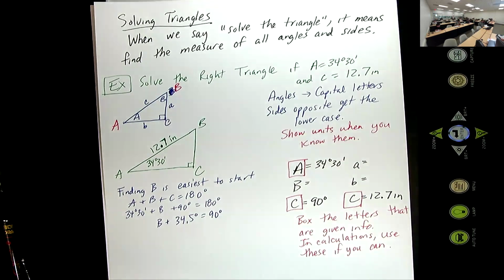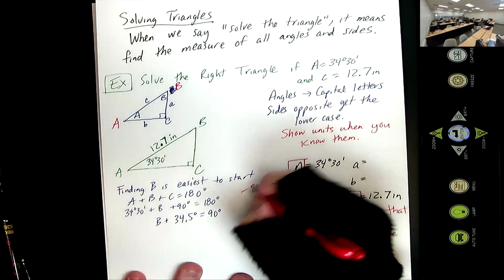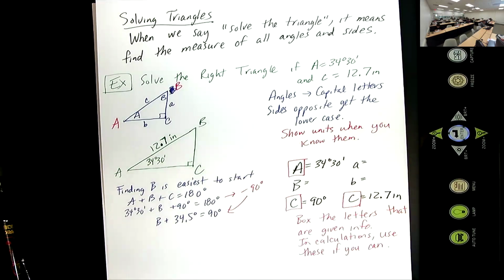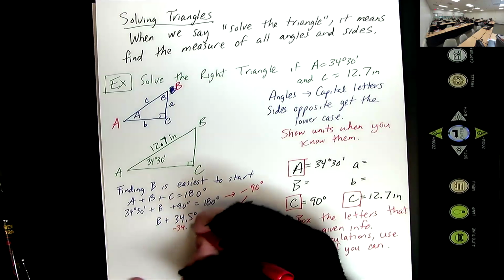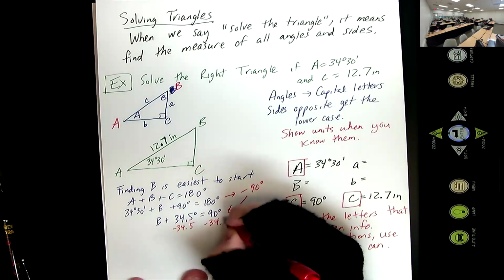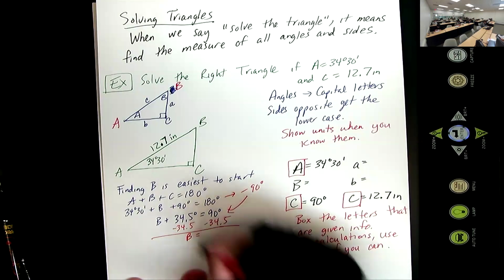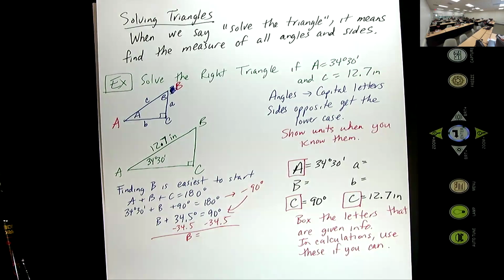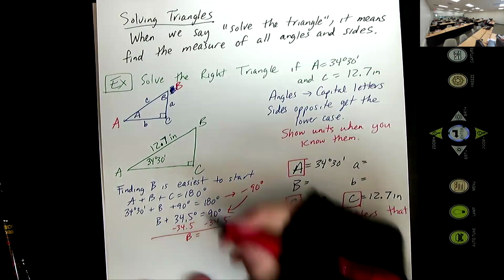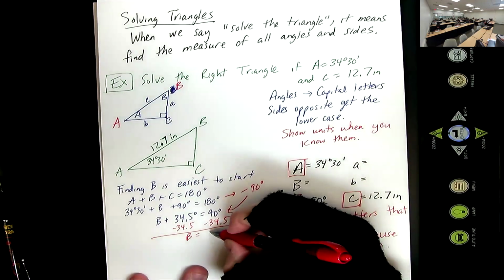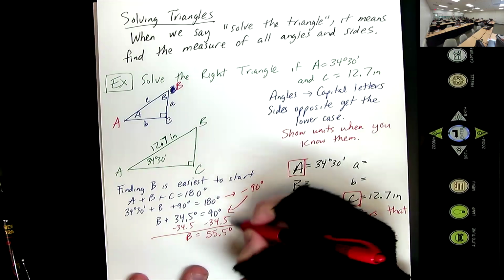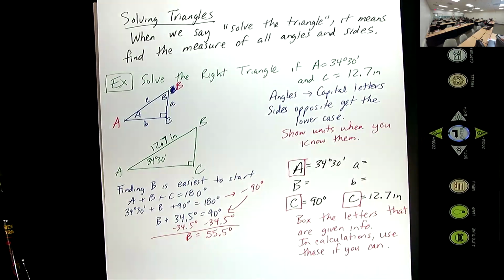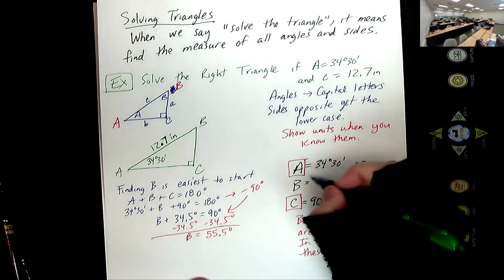Here I have subtracted 90 degrees from both sides, going from that line to that line. And now I'll subtract the 34.5 from both sides, and I get B equals. Is that 55.5? Looks like it. And I come here and say 55.5 degrees.